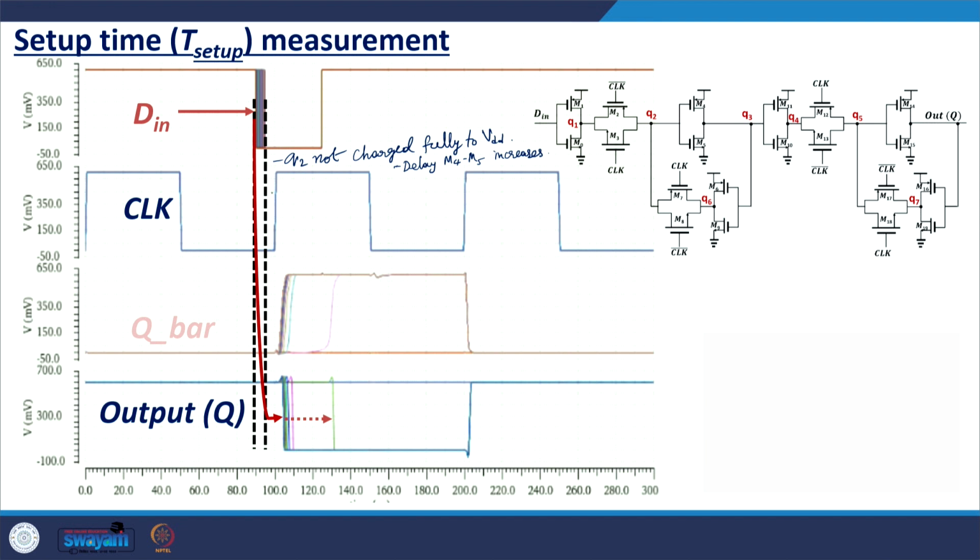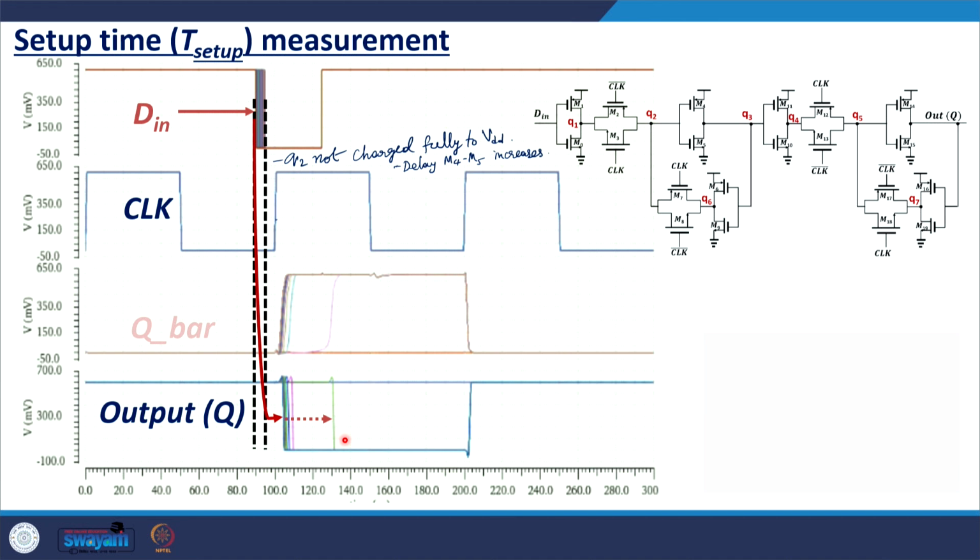So, that is why we find that when D is coming very close to the clock edge, output Q is moving away. So, the delay between the clock edge and output Q is increasing. In this case, it has increased extremely.